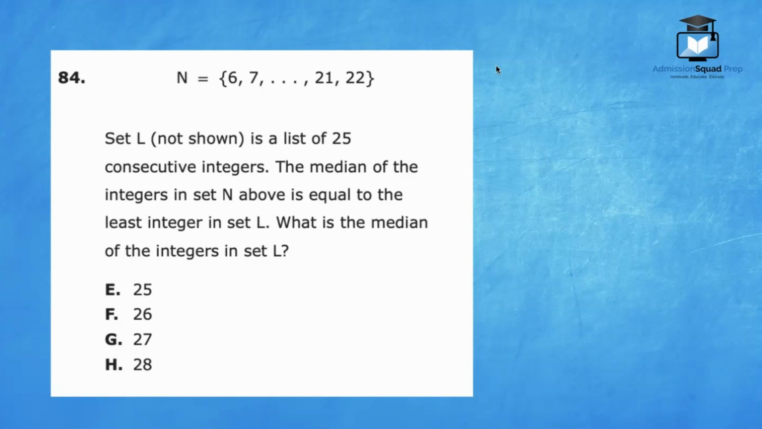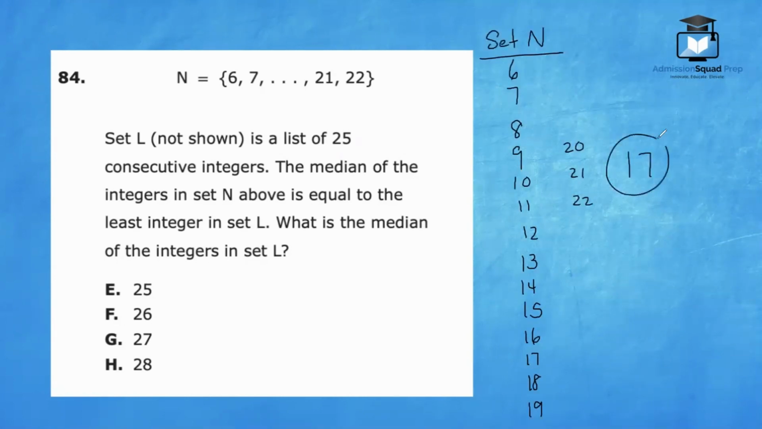I will write out all of the numbers. There are 17 numbers in set n. Therefore, the median is going to be the 9th number. We will have 8 numbers on each side, and the number right in the middle is going to be the median. So let's count 1, 2, 3, 4, 5, 6, 7, 8, and the 9th number right here is going to be the median. We'll have another 8 numbers to the right of the number 14.